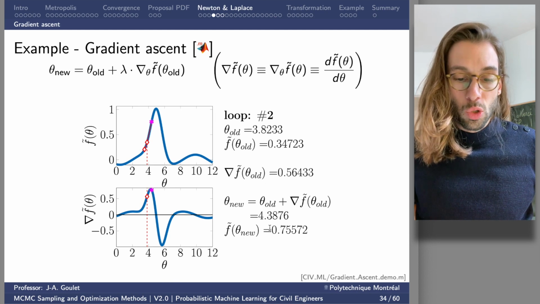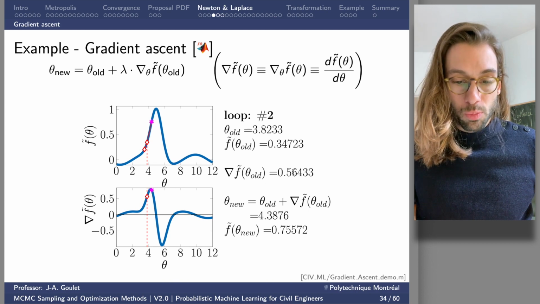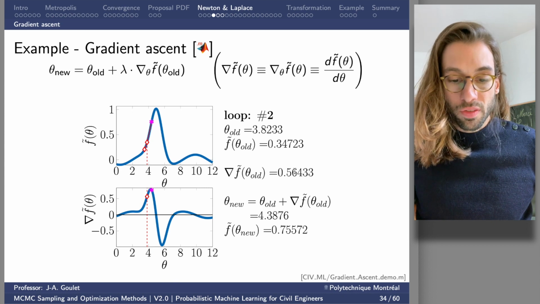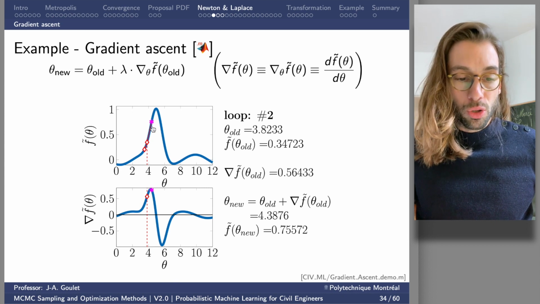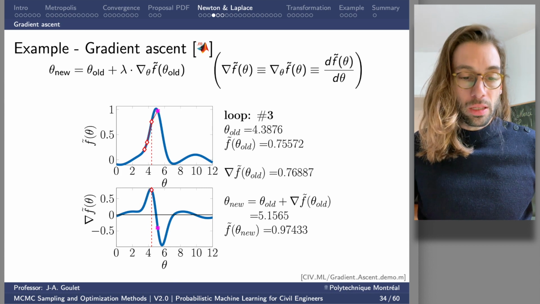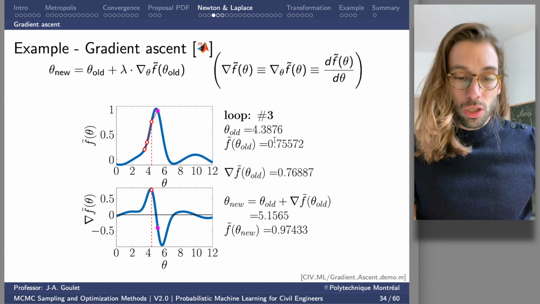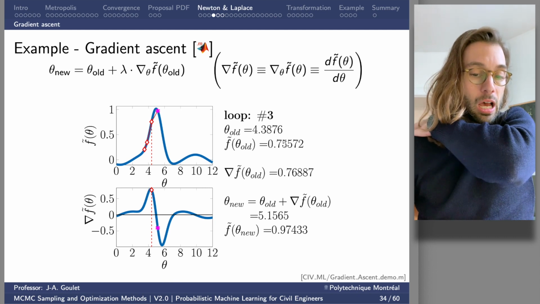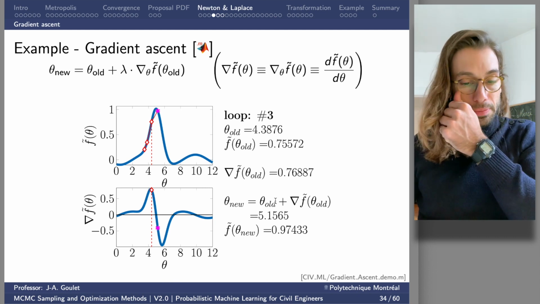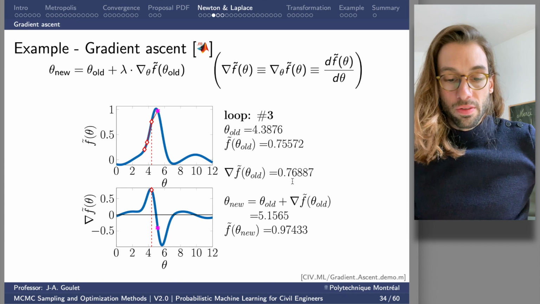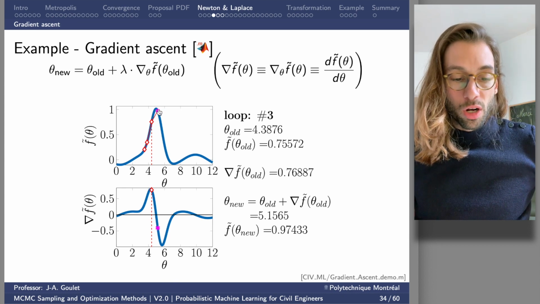So 3.82 plus 4.38, and plus 3.82 plus 0.56, my gradient, 4.38. I move there. Perfect. Now I move. I'm here. Okay, good. My current location is 4.38. My gradient is 0.76. I move to 5.15.